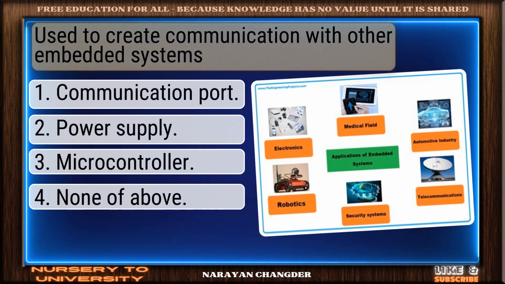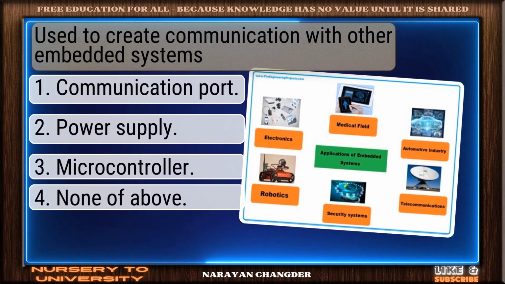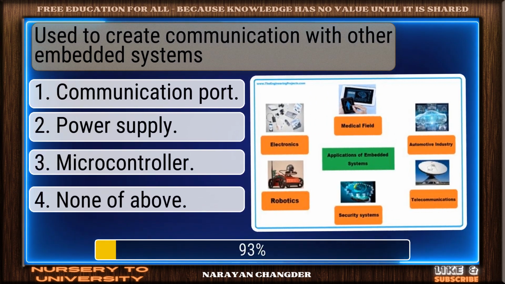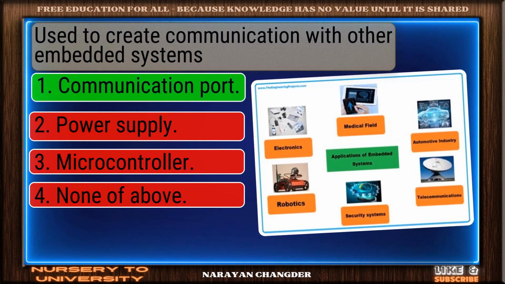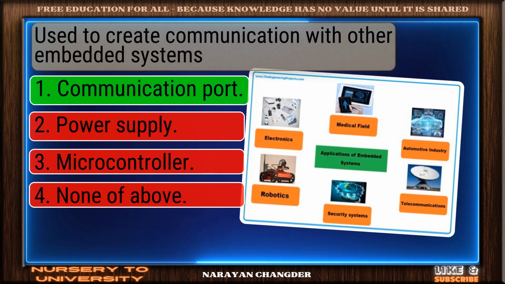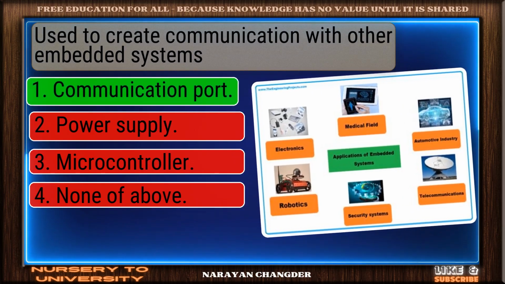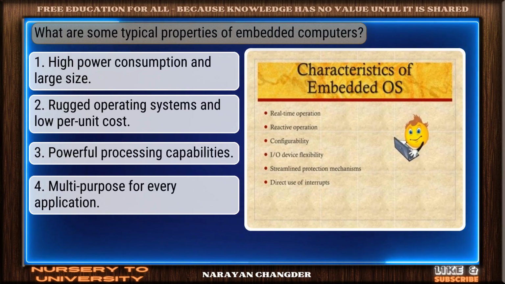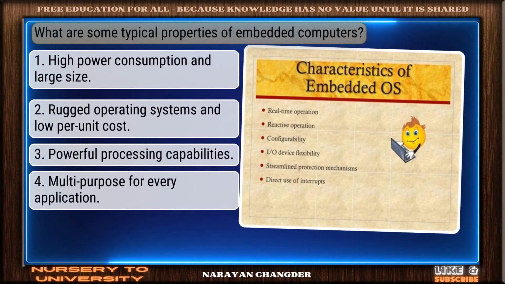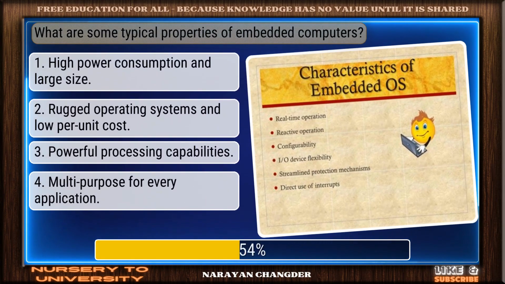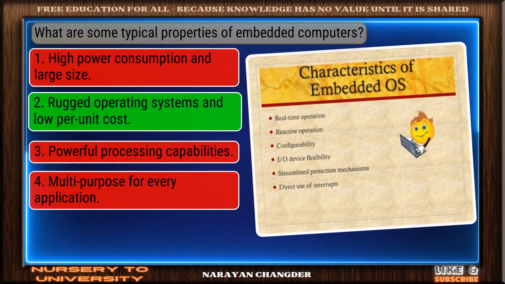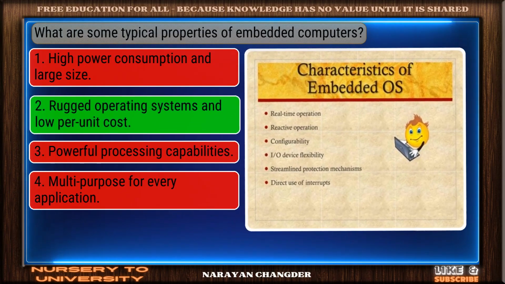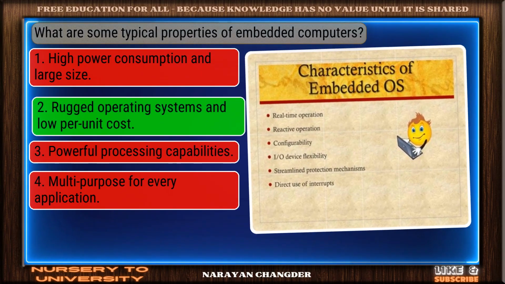Question number 5. Used to create communication with other embedded systems. Nice selection. Communication port is the correct and valid answer. Question number 6. What are some typical properties of embedded computers? Well-reasoned. Rugged operating systems and low per unit cost is the correct choice.